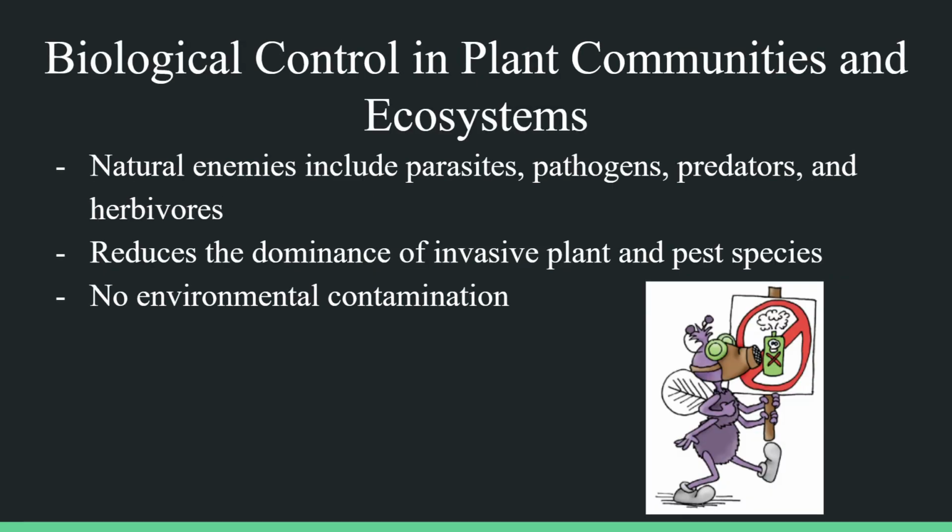So, how is biological control beneficial in plant communities and ecosystems? Well, for starters, natural enemies can come in many different forms, such as parasites, pathogens, predators, or herbivores. These natural enemies are then used to reduce the number of invasive species in an area. Biological control is also beneficial to plant communities and ecosystems because there is no environmental contamination or pollutants.